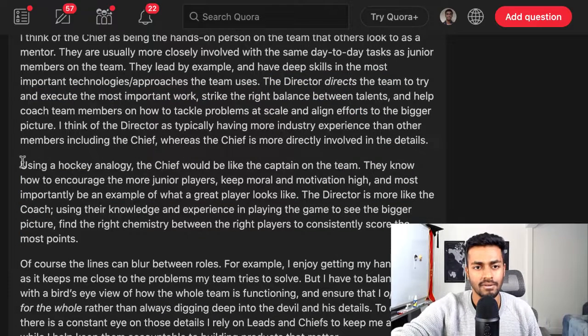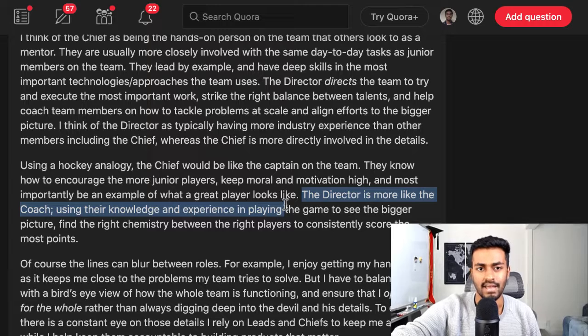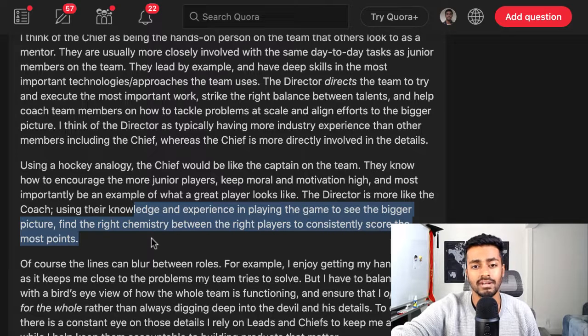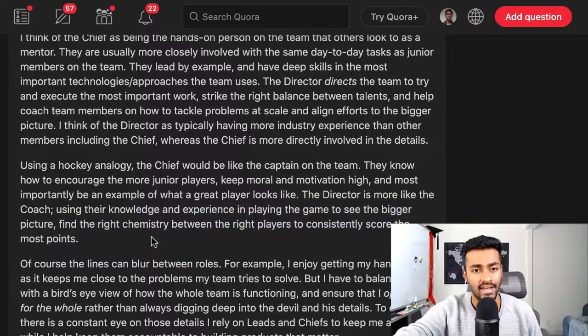Now, he's also given a pretty cool analogy in a hockey team, where the chief data scientist, the principal data scientist, would be kind of like the captain, and the director of data science is more like the coach, using their knowledge and experience in playing the game to see the bigger picture and find the chemistry between the right players to consistently score the most points. I really do love that analogy.